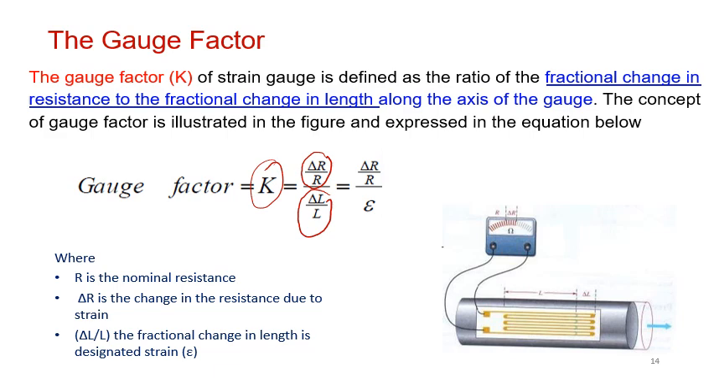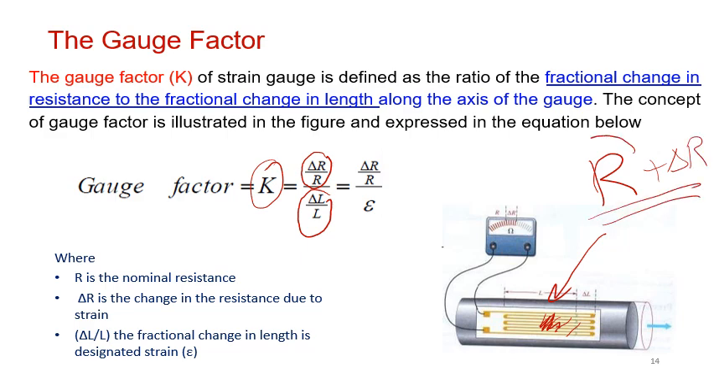What do you mean by that? Of course, this material has a certain resistance. That resistance, when no strain is applied, is, for example, R. When I apply force to the material, the value of the resistance will change by delta R. Now it's R plus delta R after we apply the force. So when I divide delta R by R, I get this part.